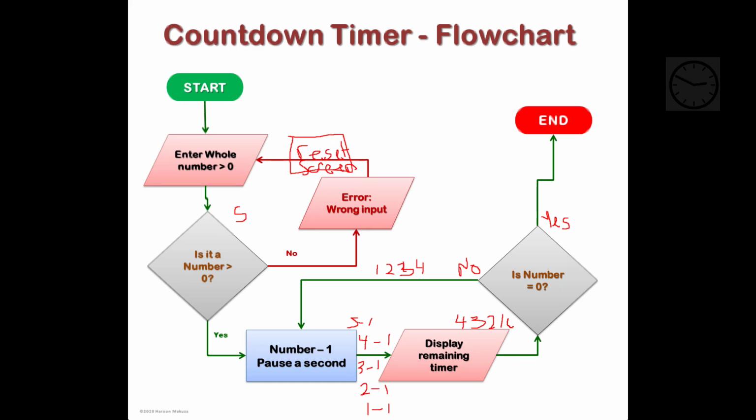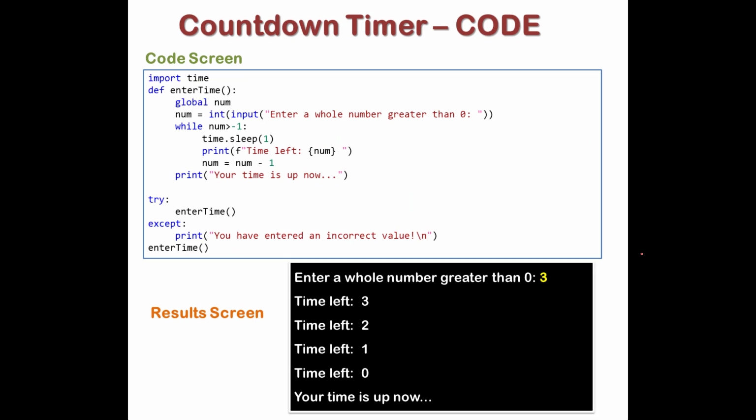So the countdown timer is going to show a 0 here, after pausing for a second. Then after showing a 0, it's going to ask itself, is the number equal to 0? Yes, the number is equal to 0, so it's going to terminate. It's going to end the program. Alright, so that's our flowchart.